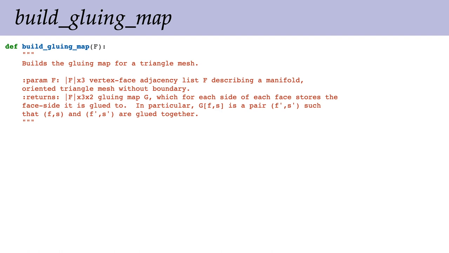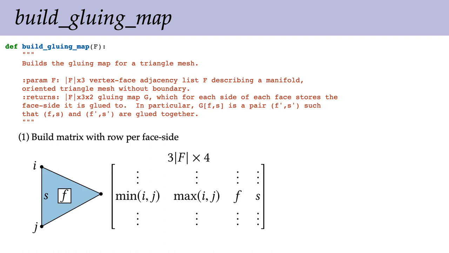So the algorithm I'm going to show here starts by building a particular matrix that has one row per face side. So this is going to be a 3F by 4 matrix. Each of the rows of this matrix corresponds to a face side and has four entries. Those four entries are the smaller of the two vertex indices along that edge, the larger of the two vertex indices along that edge, and then the index of the face and the index of the side within that face.